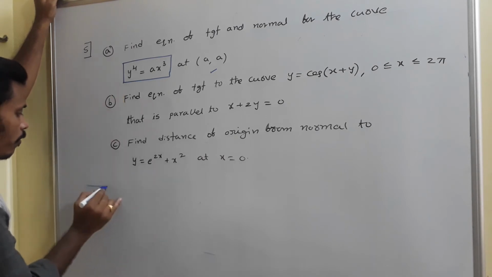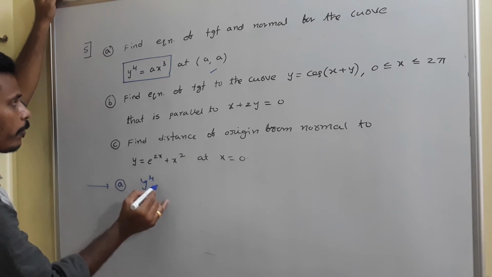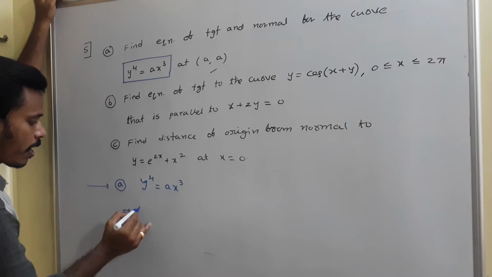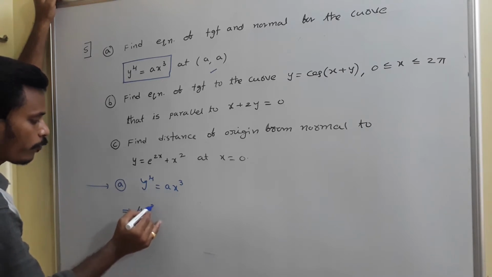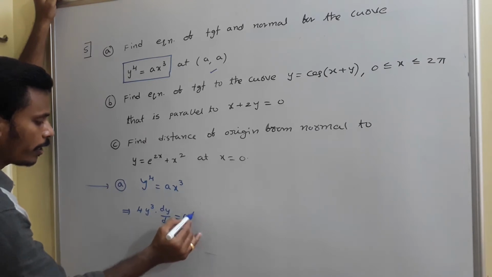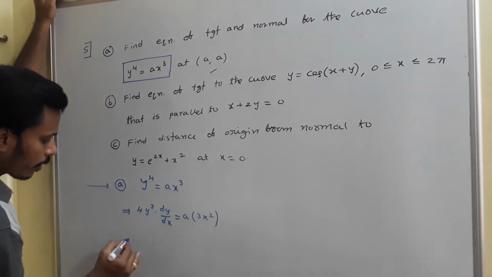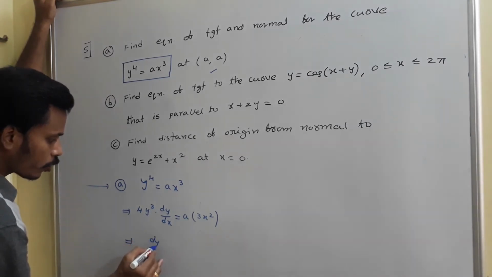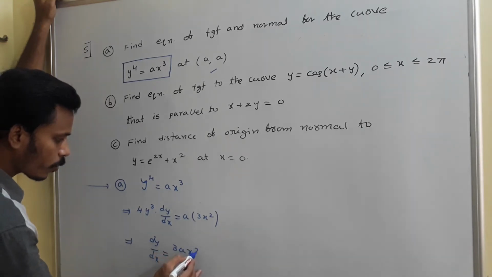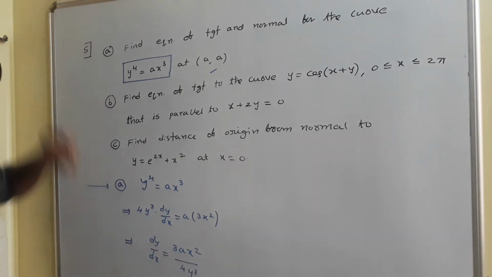So I am going to solve a bit. For that you just start with the curve, y⁴ = ax³. Just differentiate it on both sides. For y⁴ the derivative is 4y³ dy/dx, equals a into, for x³ it is 3x². Right? So what is dy/dx? dy/dx is equal to 3ax² divided by 4y³. This is dy/dx.